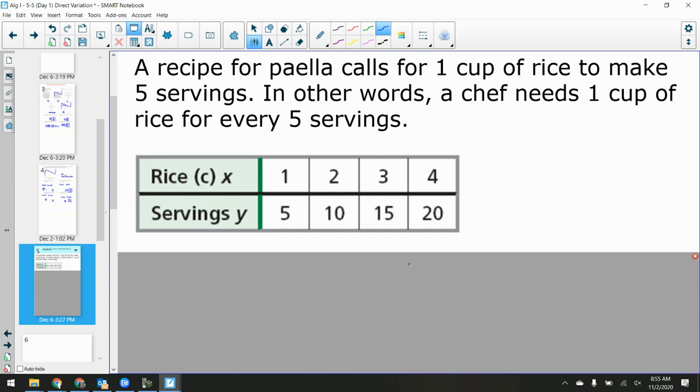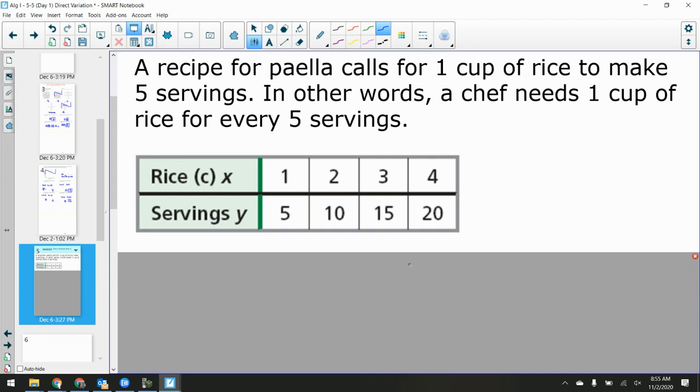Okay? A recipe for paella. Paella is a Spanish meal served in a big pot, a lot of seafood in it and stuff. A recipe for paella calls for 1 cup of rice to make 5 servings. In other words, a chef needs to add 1 cup of rice for every 5 servings that they are going to give out. Okay? So take a look at my table there.